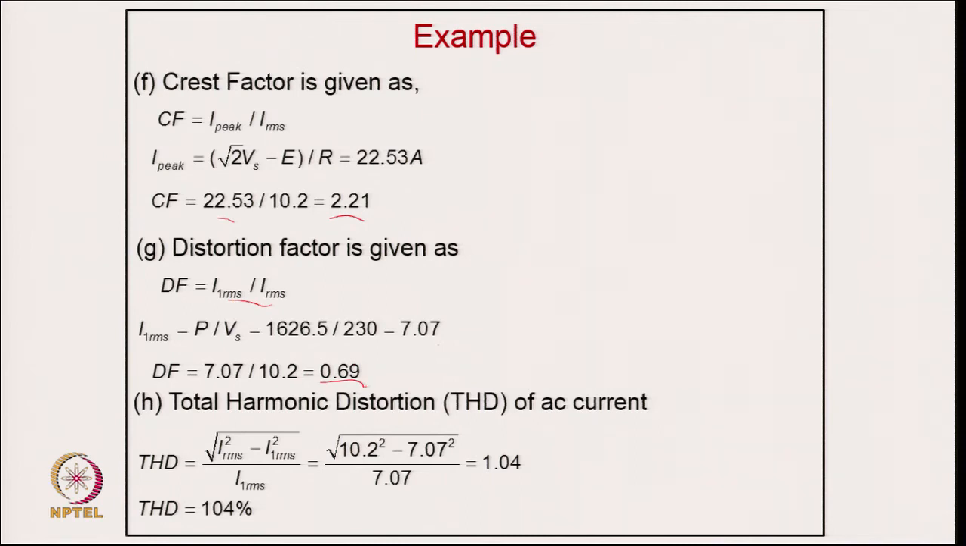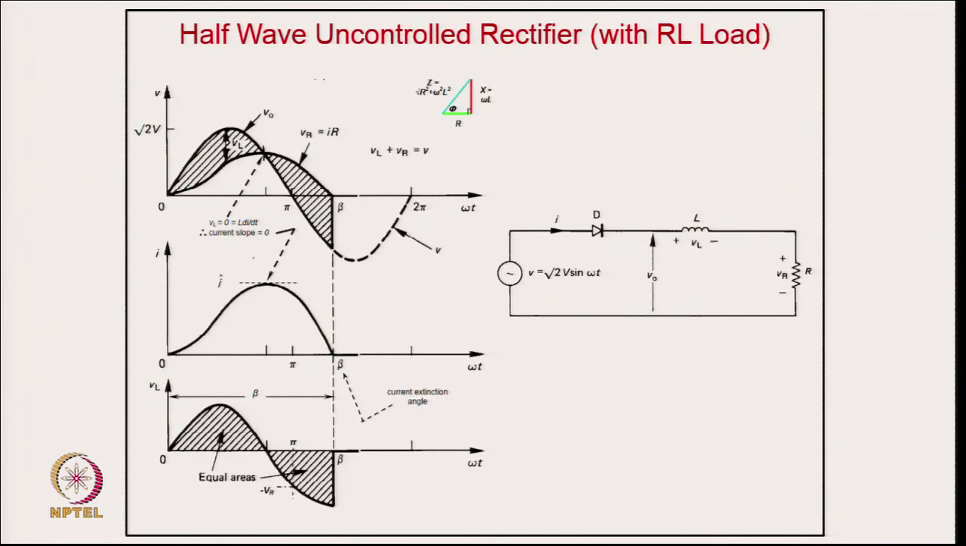Ideally, it should be 1 when there are no harmonics. And for the total harmonic distortion, when you put in the value, it comes to 104%. Ideally it should be almost 0 in a sine wave. So, coming to half wave control, these are the typical waveforms.